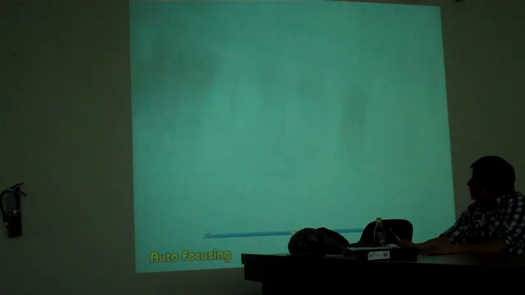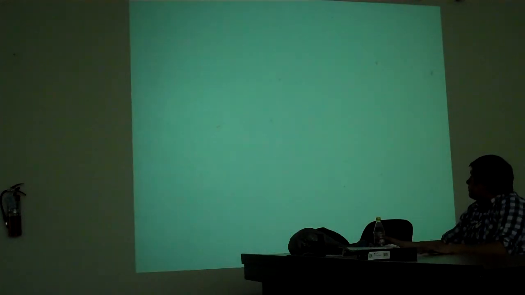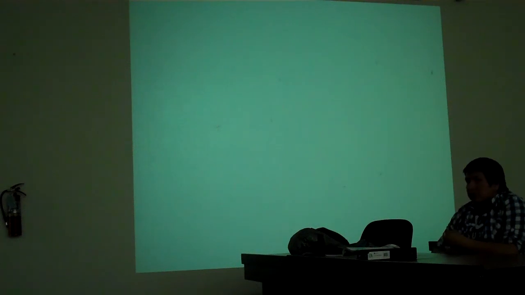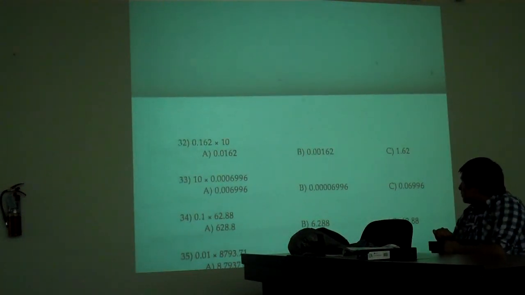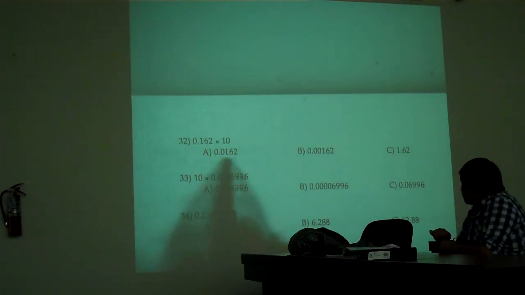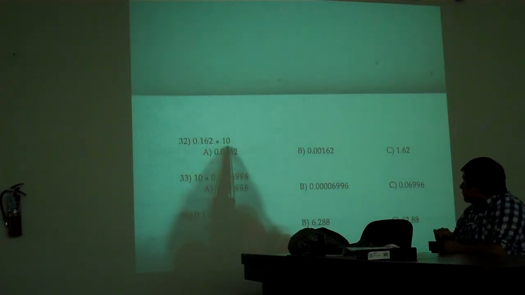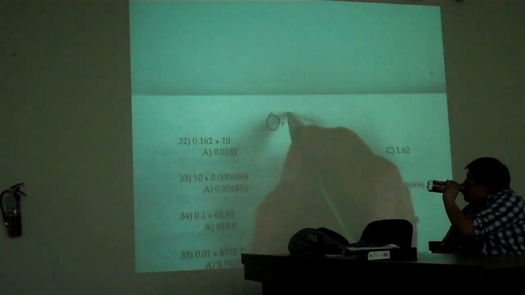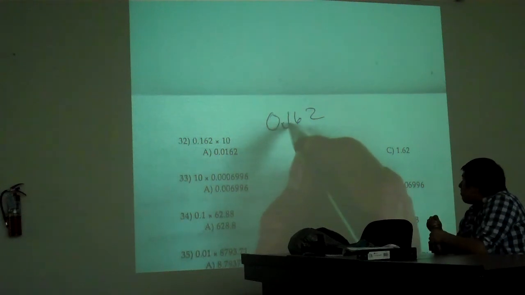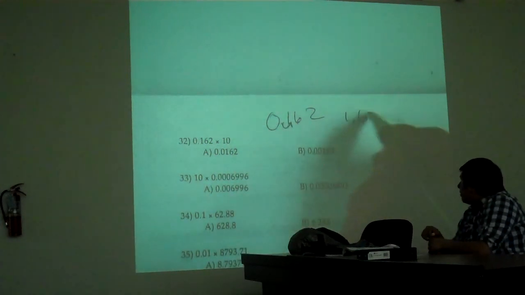Okay? Next page. Times 10, so you can just move your decimal, right? How many times are we going to move it? Times 10, you're going to move it 1 time. From where it's at, 0.162, 1 time. 1.62 is your answer.